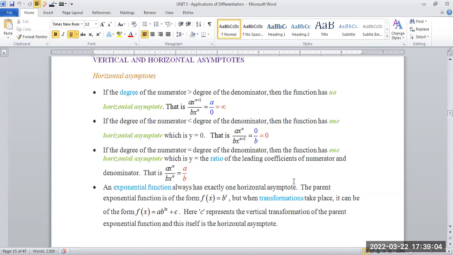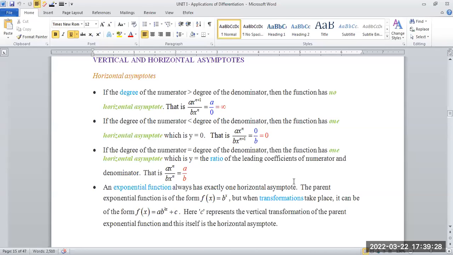Now, if the degree of the numerator is less than the degree of the denominator, you may have a 0. Once you have a 0, it means that it has one horizontal asymptote. One horizontal asymptote. This is like when you evaluate the limit of a function and it tends to 0.